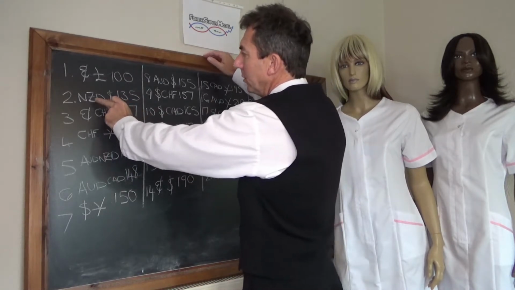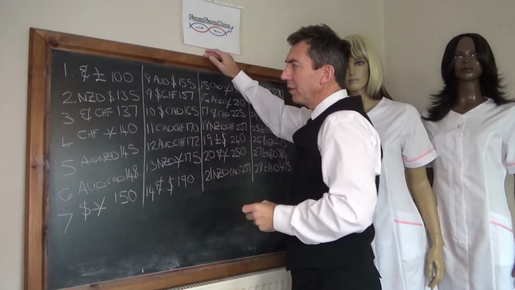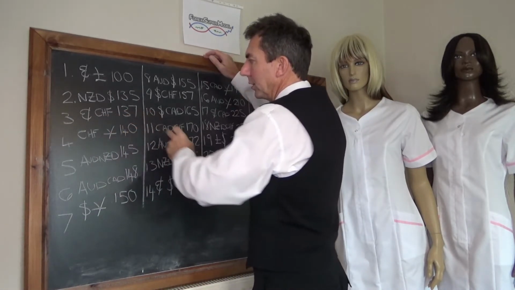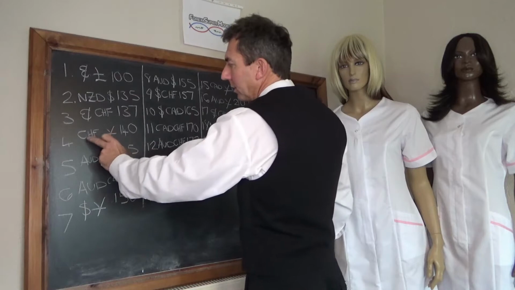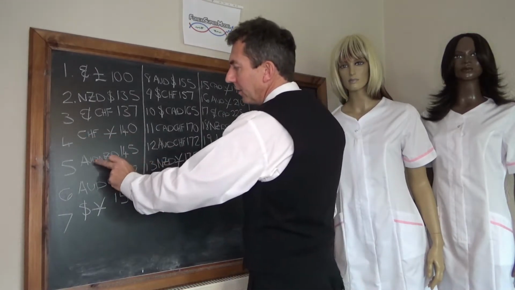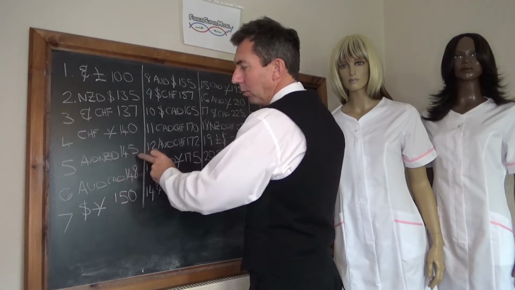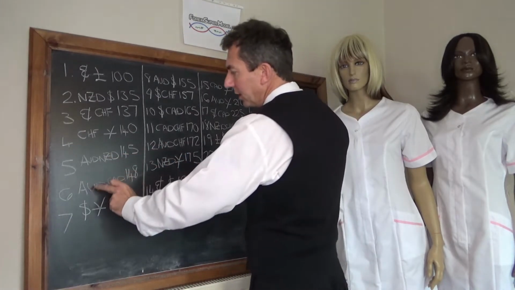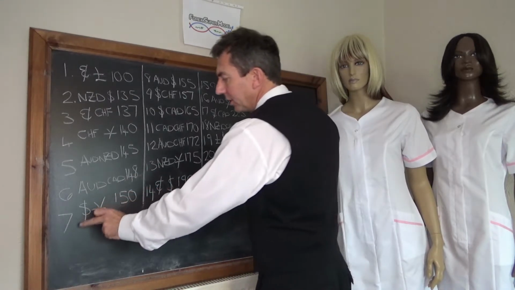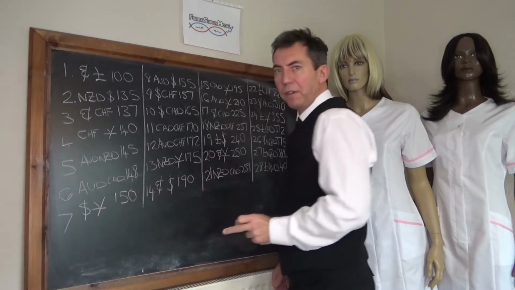Number 2 is the New Zealand dollar at 135. Number 3 is the euro Swiss franc at 137. Number 4 is the Swiss franc yen at 140. Number 5 is the Australian dollar New Zealand dollar at 145. Number 6 is the Australian dollar CAD at 148. And number 7 is the dollar yen at 150.